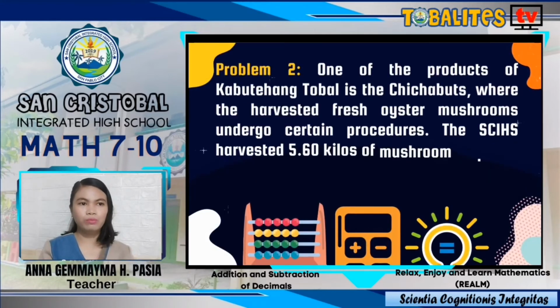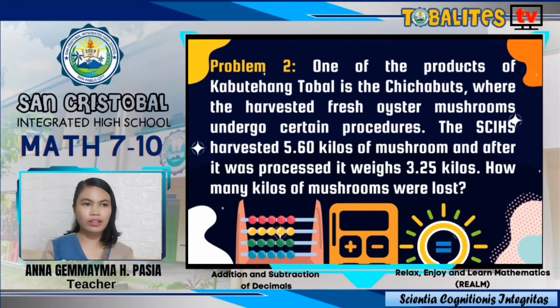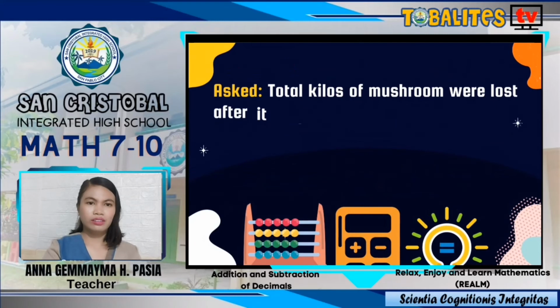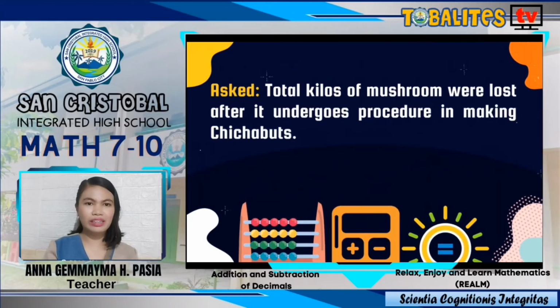Problem number 2. One of the products of Kabutehang Tobal is the chicha goods, where the harvested fresh oyster mushrooms undergo certain procedures. The San Cristobal Integrated High School harvested 5.6 kilos of mushroom, and after it was processed, it weighs 3.25 kilos. How many kilos of mushroom were lost? Now, let us identify what is being asked in the problem. Total kilos of mushroom lost after it underwent the procedure in making chicha goods.